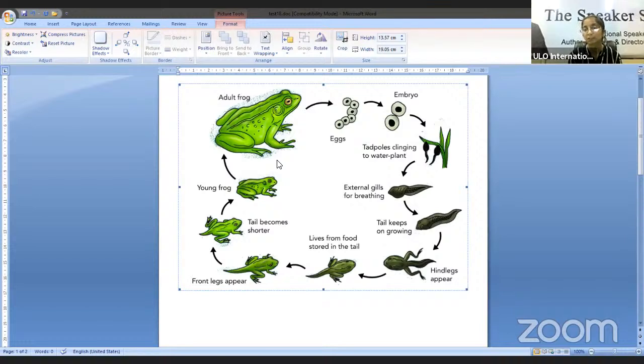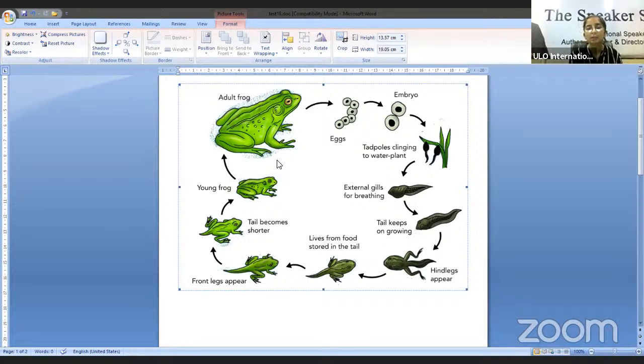It looks like a fish because it has a tail. Then after this stage, the next form appears, which has hind legs and front legs. We can mention limbs, because limbs means legs or arms. So we can also write that limbs appear and the tail becomes shorter over time.